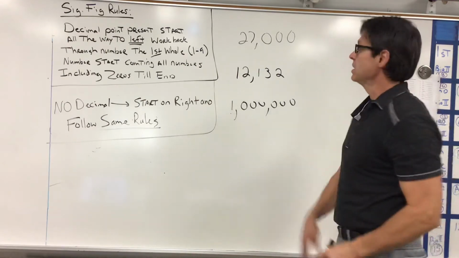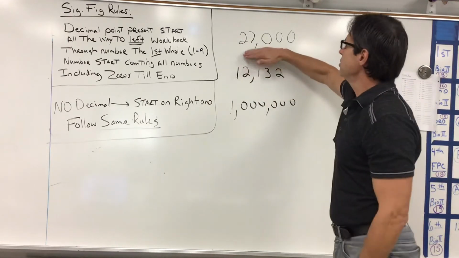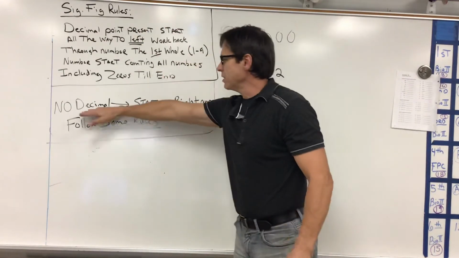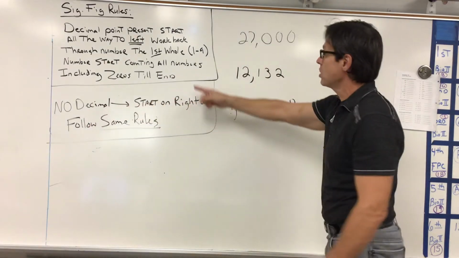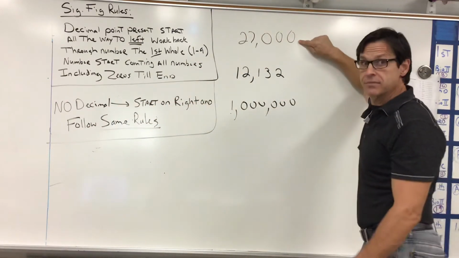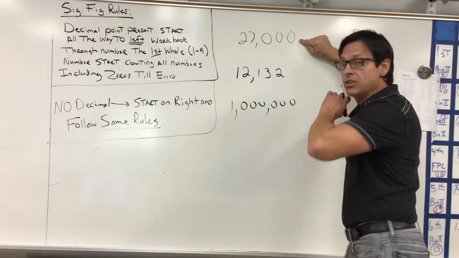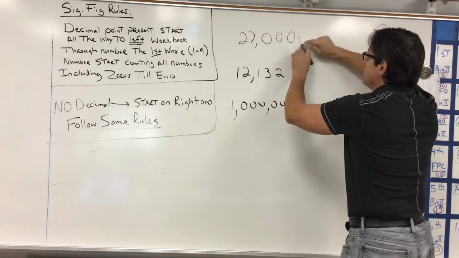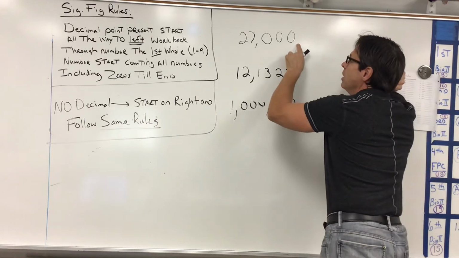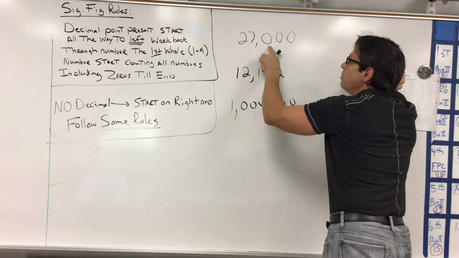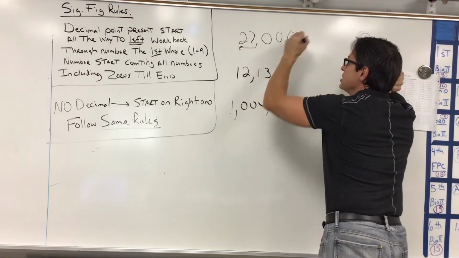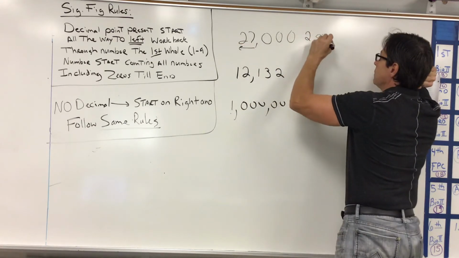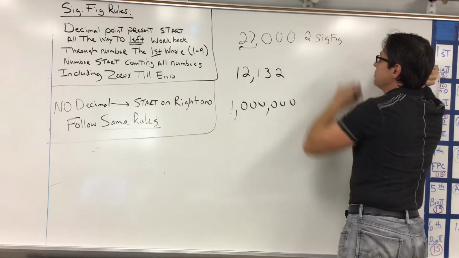So, same rules. First of all, is there a decimal point present here? No, there's not. So we go down to the rule for no decimal point. So instead of starting from the left, I start on the right. Then I follow the same rules. So I work my way back and I'm going to start counting when I come to my first whole number. Nope. Nope. Nope. Yes, start counting and boom. So this has 2 sig figs. Okay? 2 sig figs.